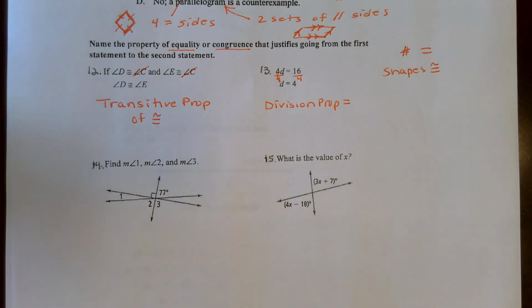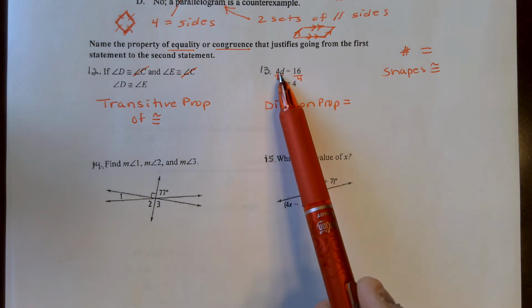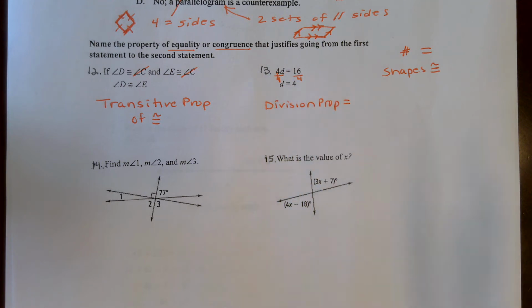equality. Now, we did discuss in class how this could also be the multiplication property of equality, because really you could think of this as multiplying by 1/4 on both sides. So I will accept both for that.